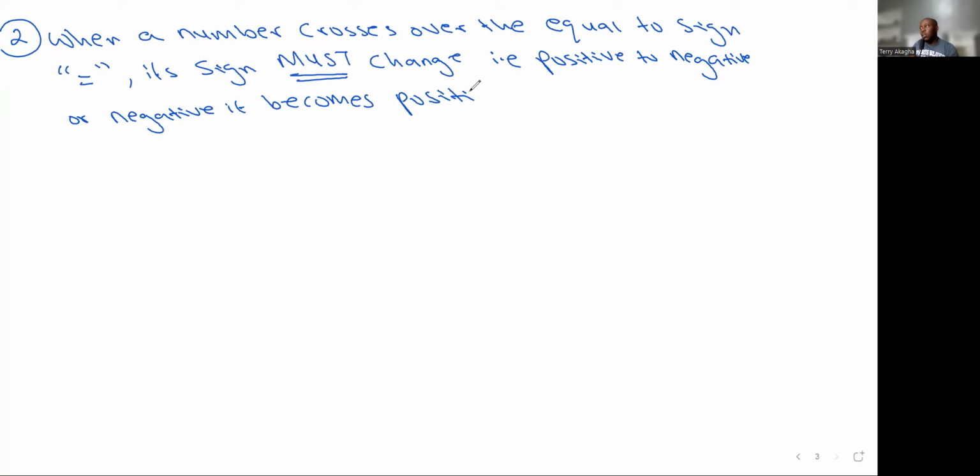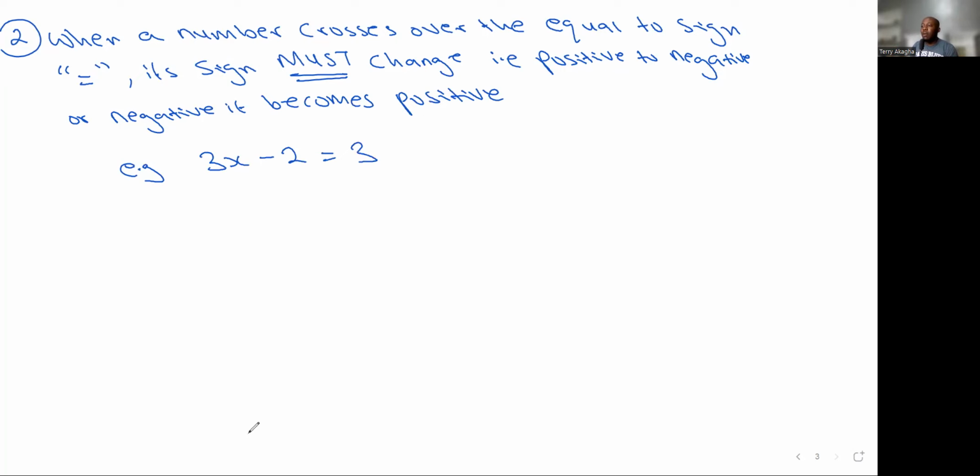Okay? So if a number crosses over, so if you move a number over the sign, if it's negative, it becomes positive, and if it's positive, it becomes negative. So let's look at an example. Let's say we have 3x minus 2 is equal to 3.